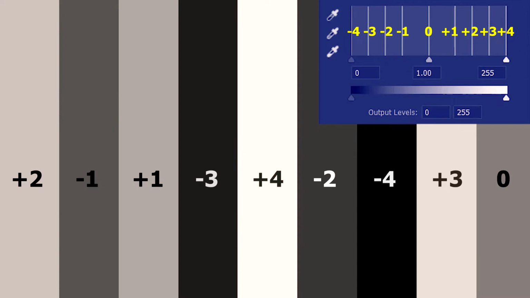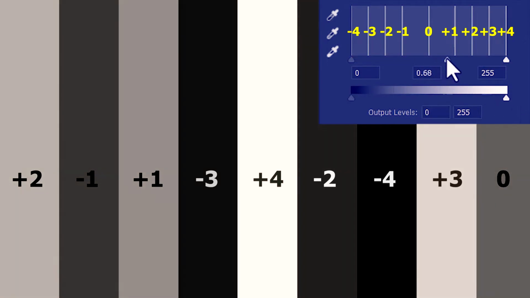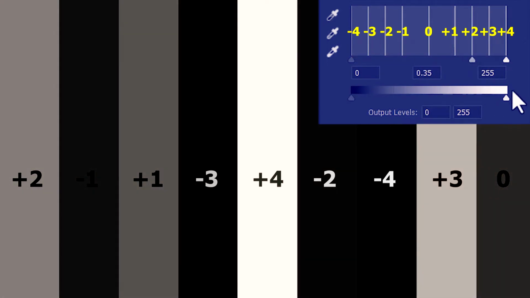Now let's try darkening the midtones. So we'll have to increase the gap between the middle slider and the dark slider. And the midtones are indeed darkening, right? And since the midtone slider has settled under +2, this bar should be our perfect gray now.